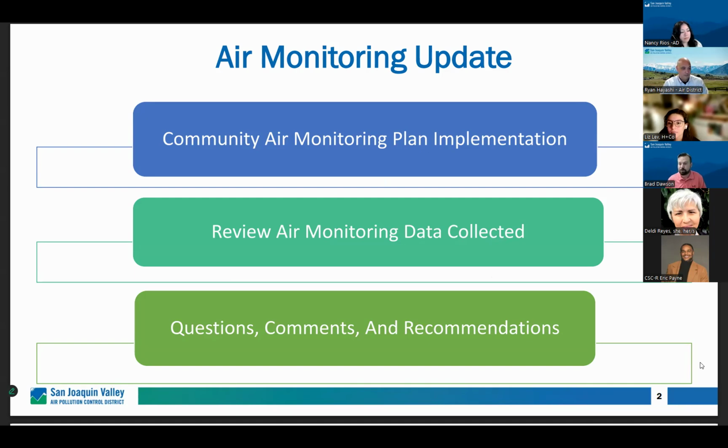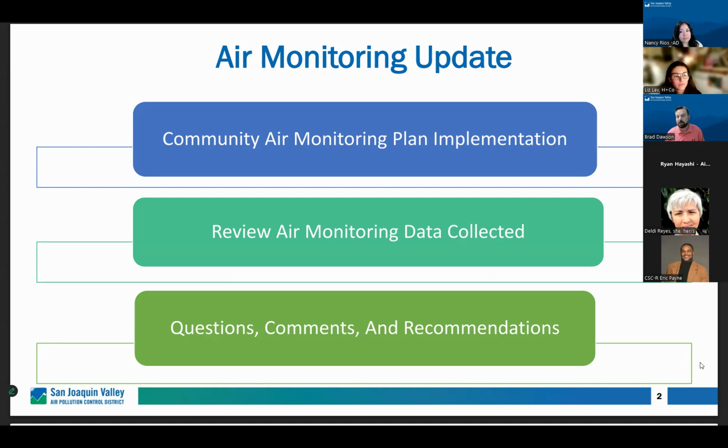Again, we're going to be going over quarter three, all the data that we have collected from quarter three. We're going to address the current community air monitoring plan implementation, review all that quarter three data. We're going to start with an overview, a quarterly average, then down to a monthly average, and then to a 24-hour average, so we can see how it's changed over this quarter. And then at the end of the presentation, we'll open it up for questions, comments, and any recommendations.